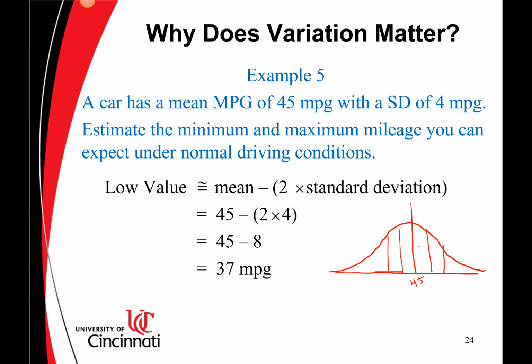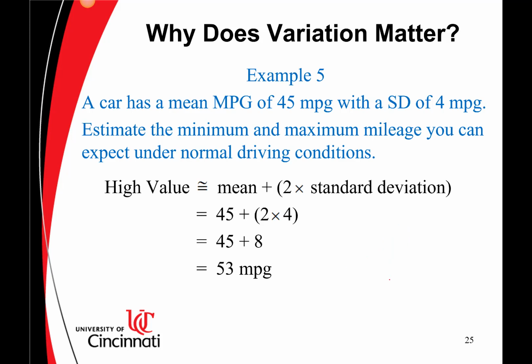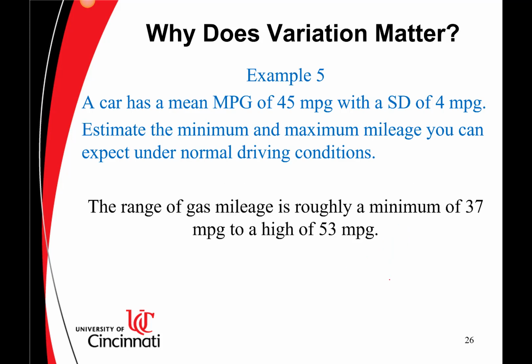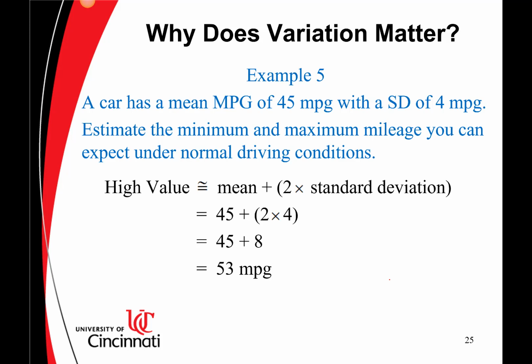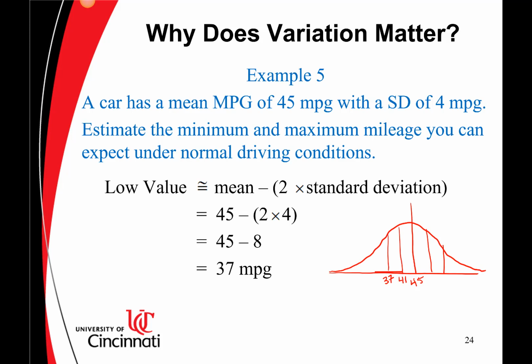Now, if you go 2 standard deviations to the left, that's going to be 41. And then you go another one, 37. Anyway, you got to see it before it just magically disappeared on us. The low end, about 37 miles to the gallon. Does that make sense? So if you buy this car, you can anticipate at the worst, unless you're sitting in a traffic jam for 3 hours with the engine running, at the worst, you're going to get about 37 miles to the gallon.